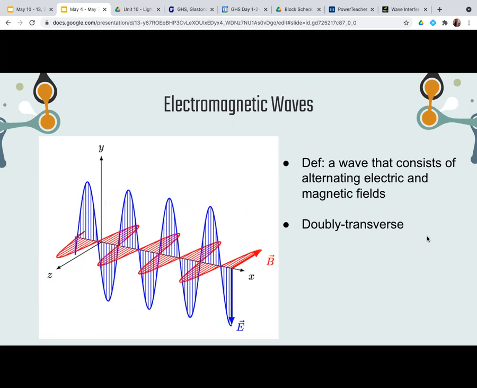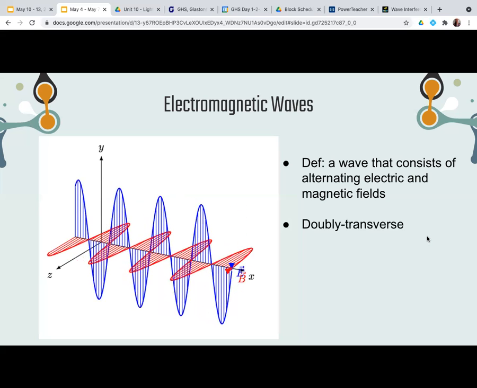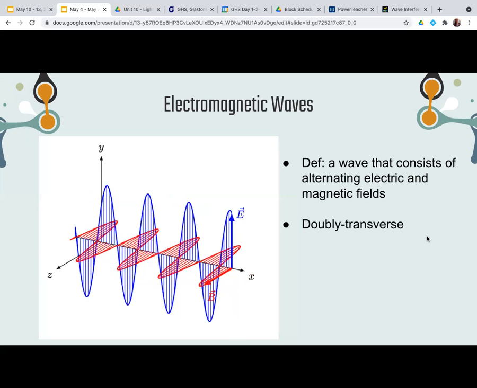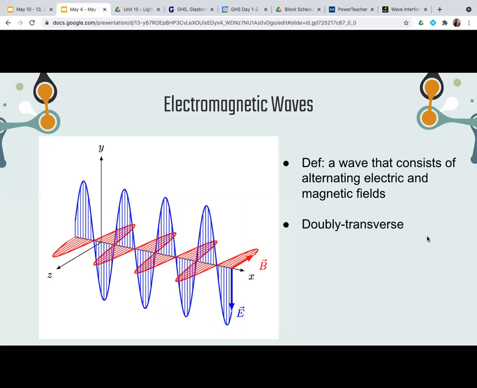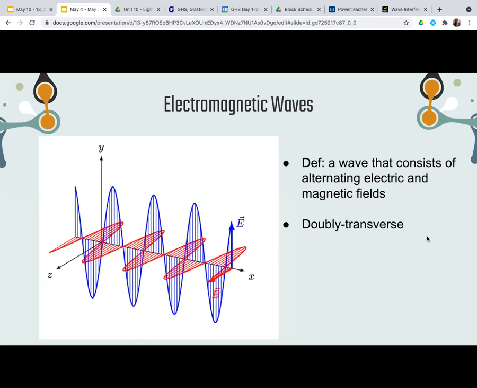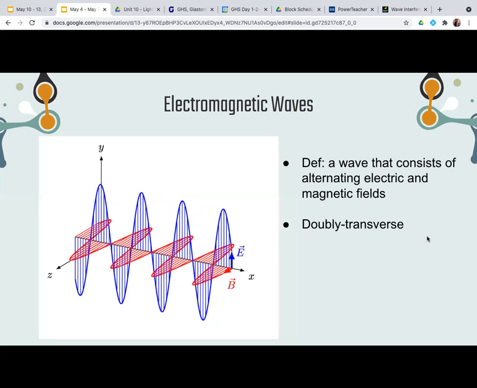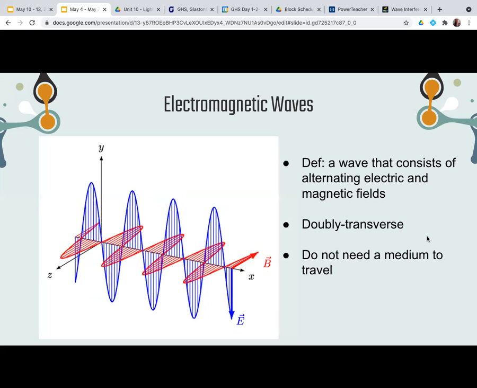I'm not going to have us draw this wave. Can we agree that drawing this wave would be really difficult? Let's just not. Right? But you should know that it's doubly transverse. It's got transverse bits in both electricity and magnetism. And then they don't need a medium to travel.